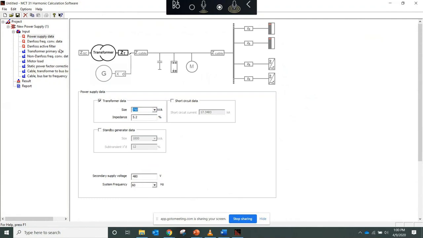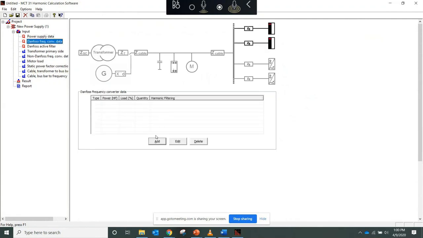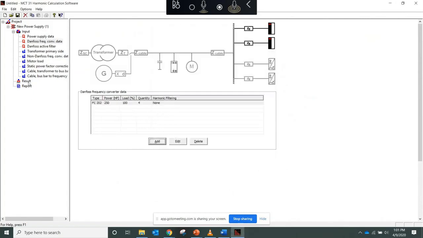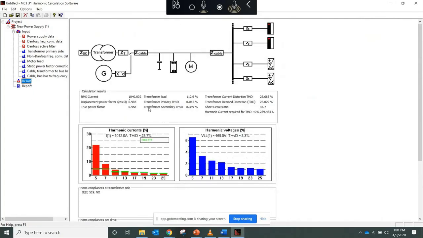480 volt, 60 hertz. What drives do I have? I'm going to add FC202 Aqua drives. I'm going to make them 200 or 250 horsepower. Let's say there's 4 of them. At full load, I've got no harmonic mitigation. So here's harmonic filtering right here. I've got none. And here's the result.